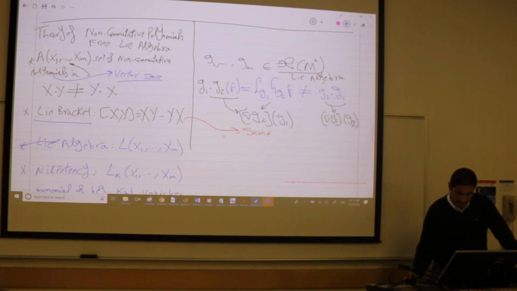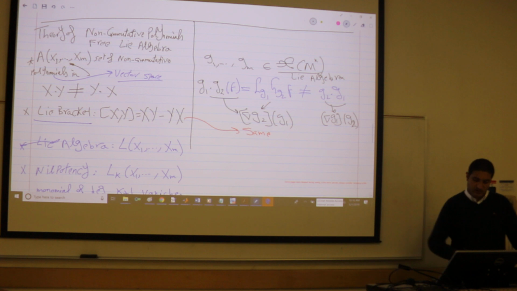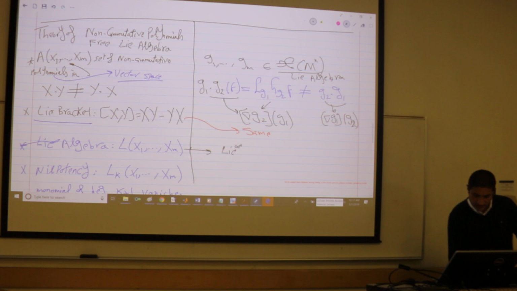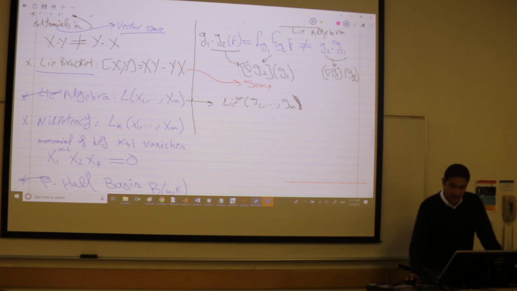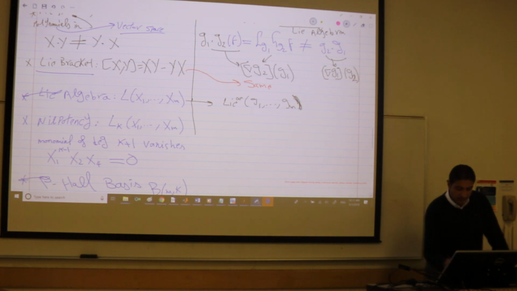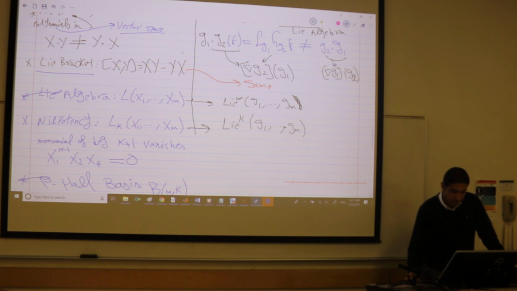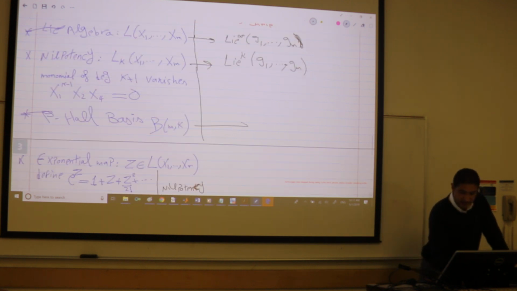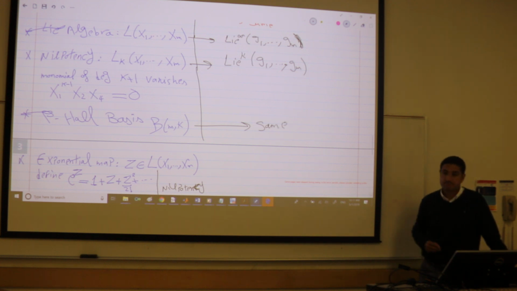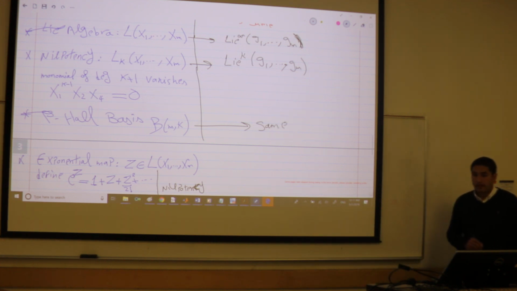Okay, so like I said, a vector space with the Lie bracket, we have a Lie algebra. We already said that, so this is the Lie infinity of G1 up to Gm. It's actually a Lie algebra by itself, or a Lie subalgebra of the vector fields. The nilpotent version of it is the Lie k; everything goes hand in hand with this theory. We have this exact same Hall basis, right? Any question so far?